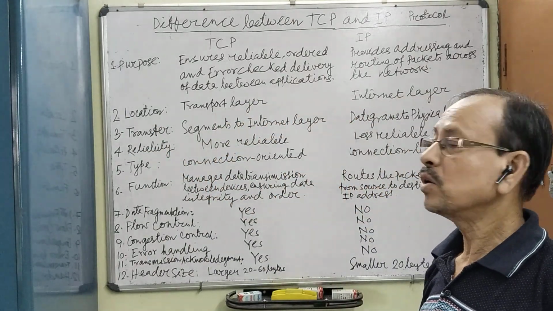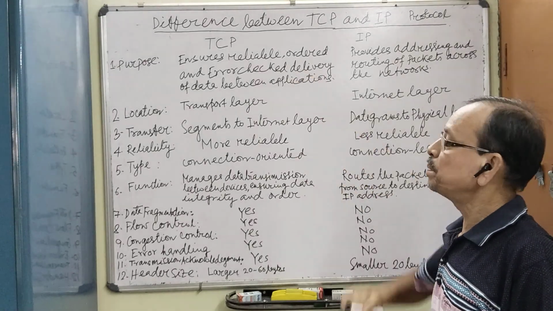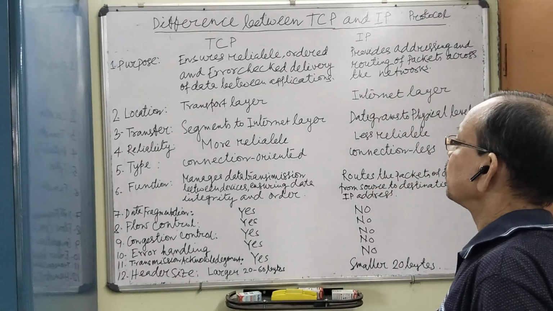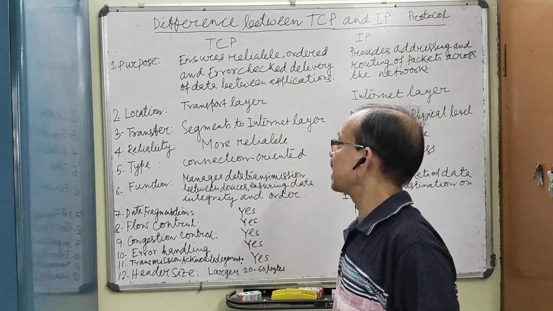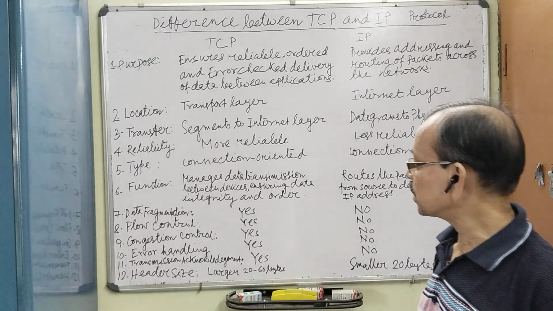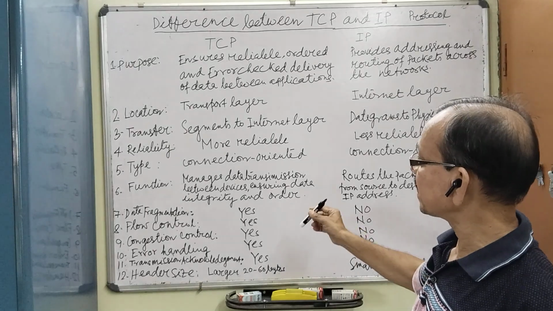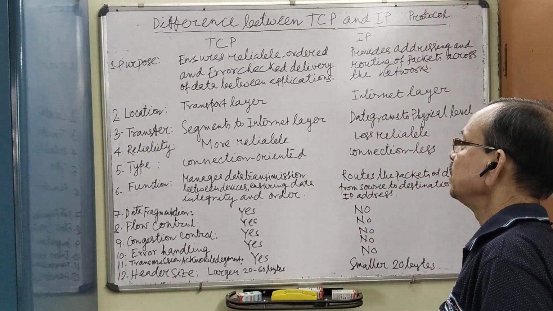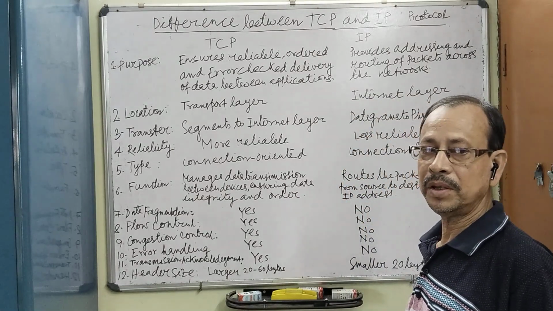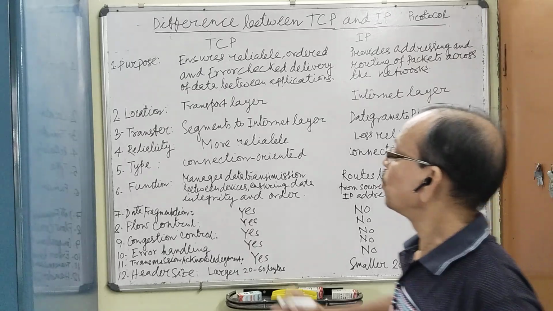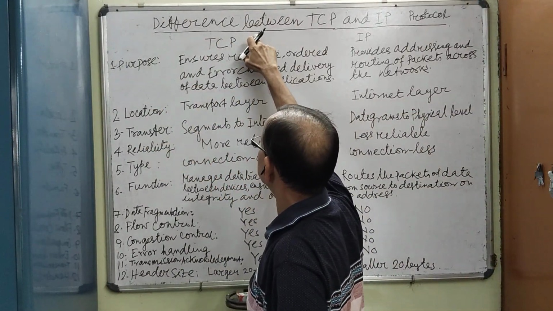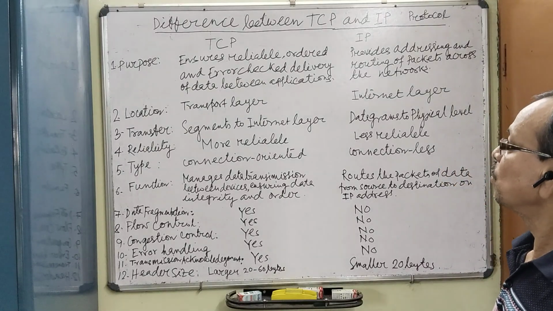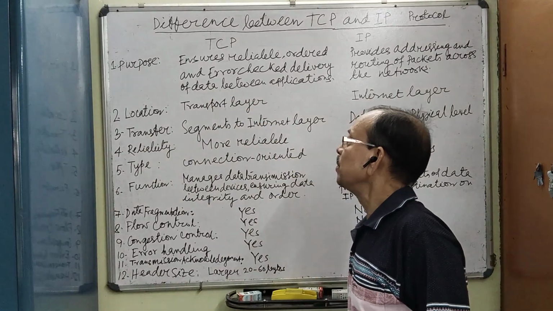You know that there are 4 layers in TCP/IP and 7 layers in the OSI model. The first layer is the application layer, then the transport layer, third is the internet layer, and fourth is the network access layer. The network access layer is also known as the data link layer, and the internet layer is also known as the network layer. In some books there are different terms. So the location of TCP is in which layer? The transport layer. In the transport layer we get the TCP protocol.